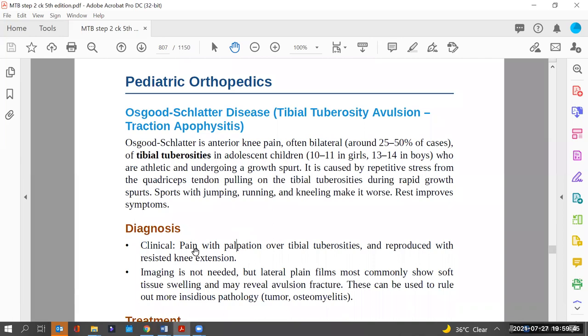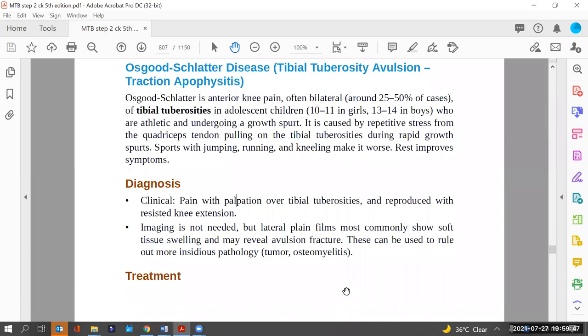So how are we going to diagnose these children? Clinically, pain with palpation over the tibial tuberosity. When you palpate the tibial tuberosity, especially the tibial prominence area, you will see the child experience pain, reproduced with resisted knee extension. Imaging, of course, is not needed because it's a very clear-cut clinical diagnosis, but lateral plain films most commonly show soft tissue swelling, because of the repetitive stress, and may reveal avulsion fracture.